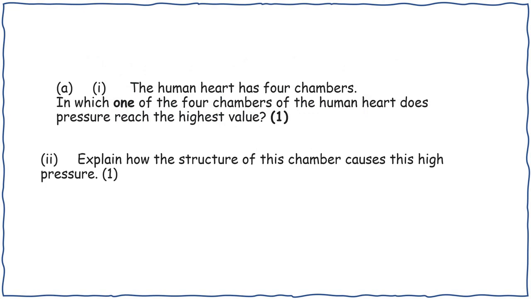The human heart has 4 chambers. In which one of the 4 chambers of the human heart does the pressure reach the highest value? It would be the left ventricle. Explain how the structure of this chamber causes this high pressure. It's got thick muscle or thick walls.